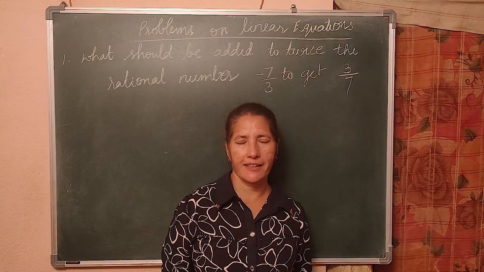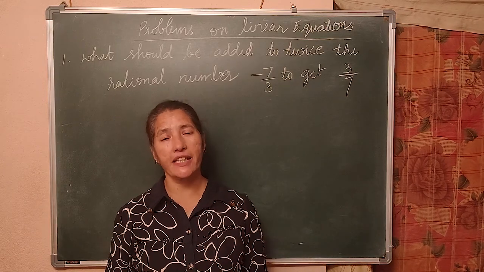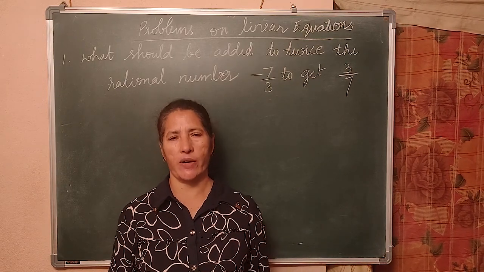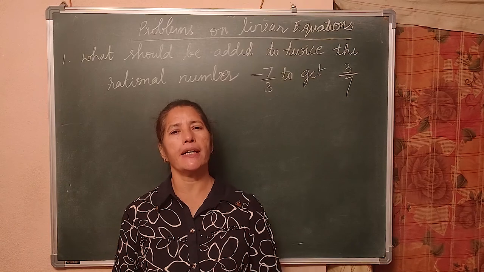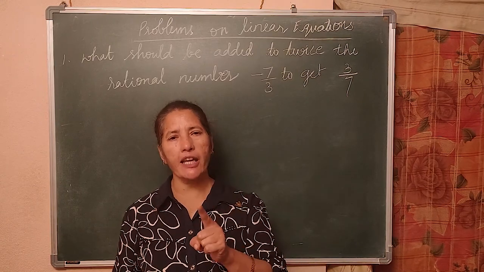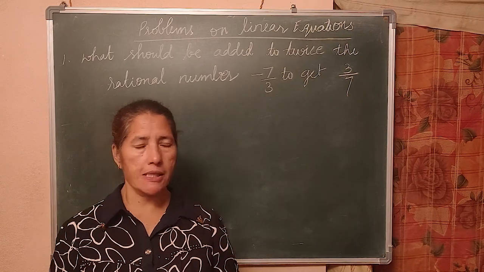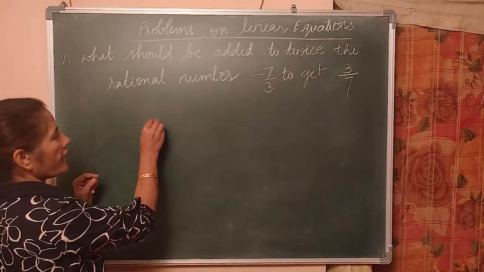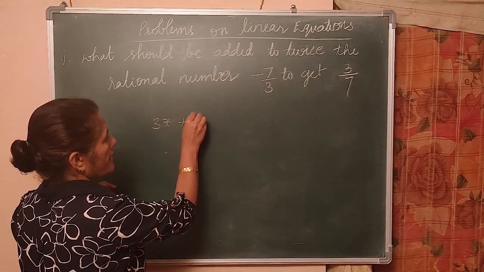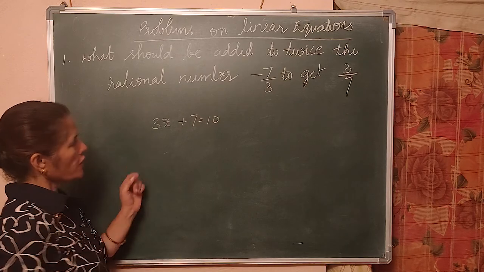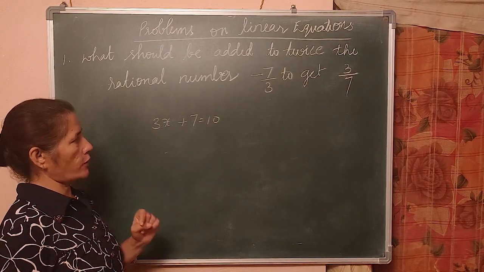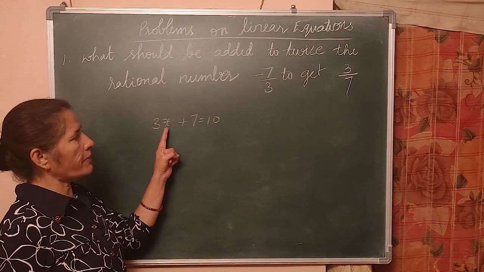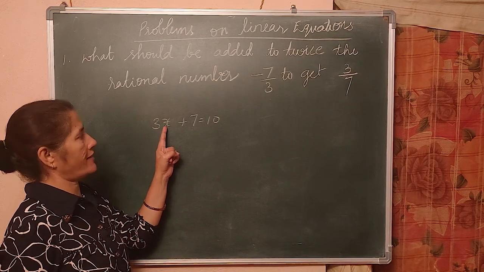Hello everyone. In the last class we studied the linear equation. What is a linear equation? An equation with one variable with one degree. Suppose I say 3x plus 7 is equal to 10. So it is a linear equation with one variable with degree 1.